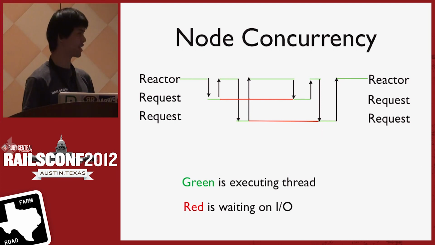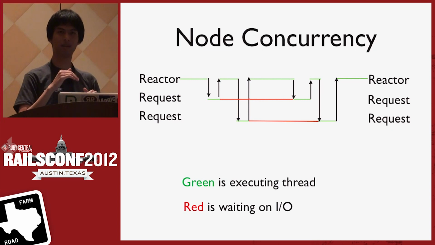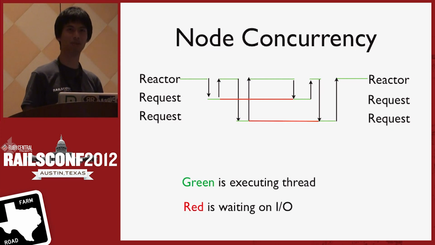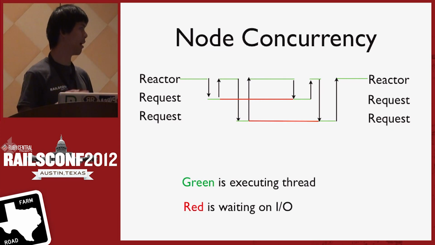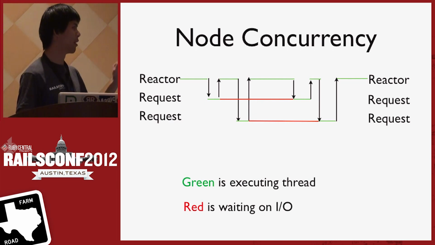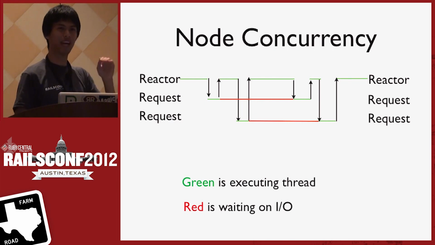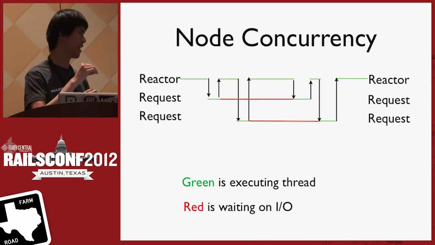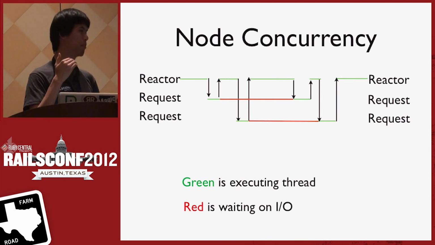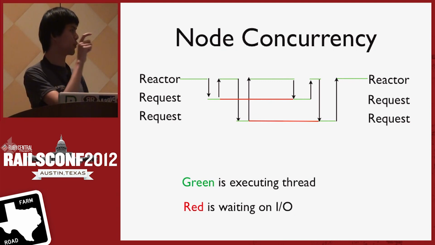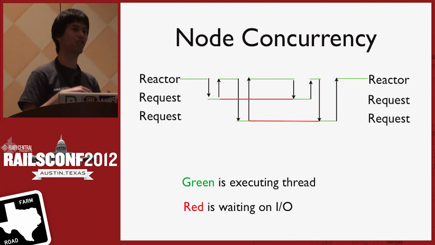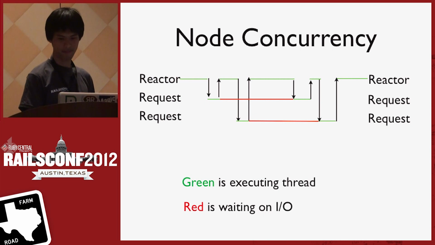One thing to notice is that even though it looks like we're able to handle more requests with one Node process, at any given time, only one thing is running at a time. So none of these requests are actually running side by side, right? The main benefit we get is during the red sections, we're able to start new requests.